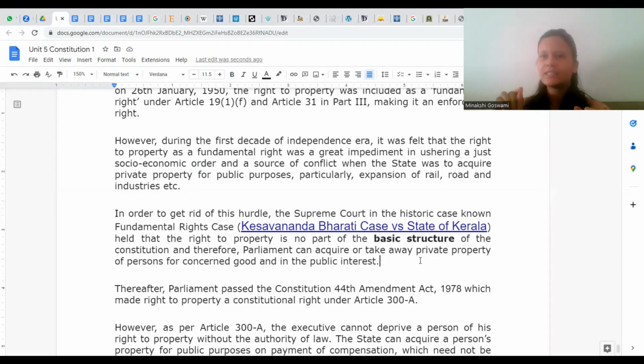Article 368 is there, right? There also parliament can make changes. But there is just one restriction, which is nothing but basic structure. As in, you cannot change the basic structure of the constitution. Otherwise, you can make changes.